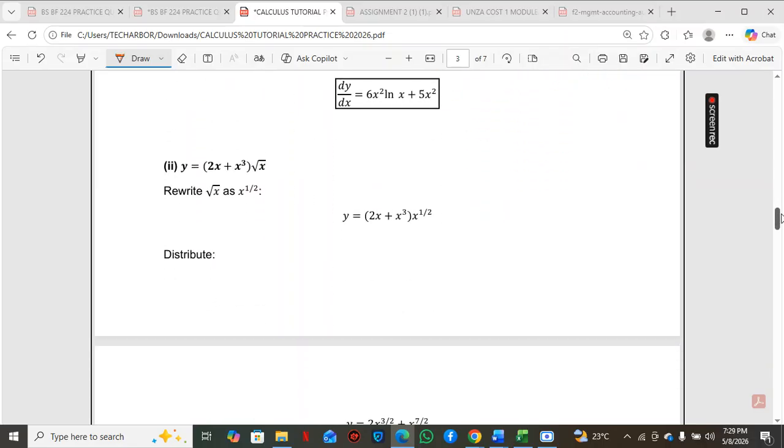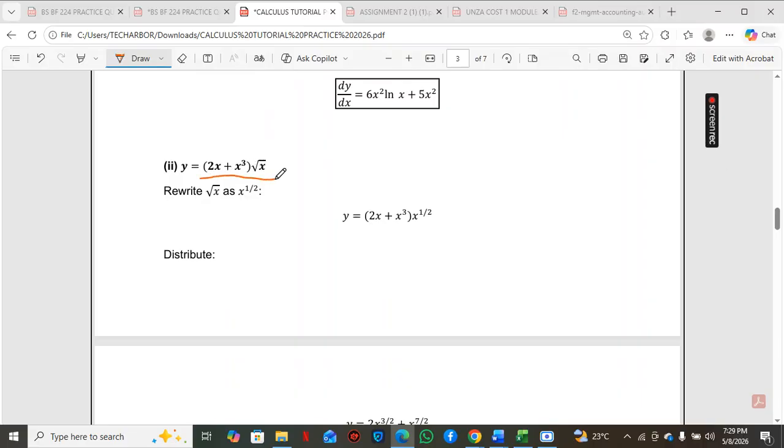Okay, back to the easy ones. These are the easy ones here. The next one, y equals 2x plus x cubed multiplied by the square root of x. Here we don't need to apply the product rule. Why? Because we can simplify this.